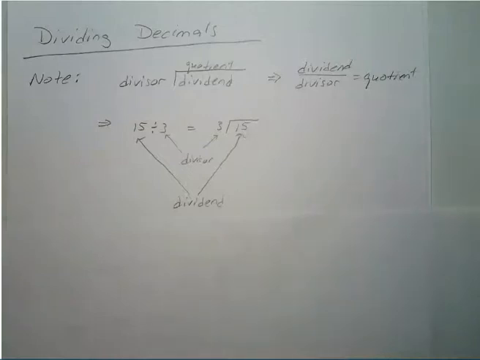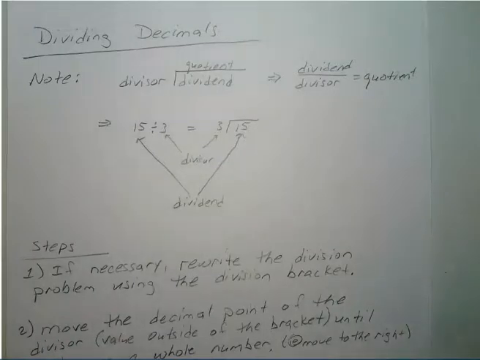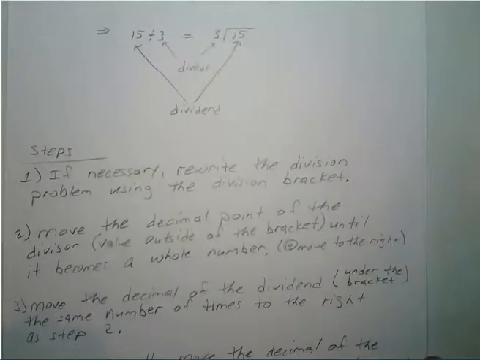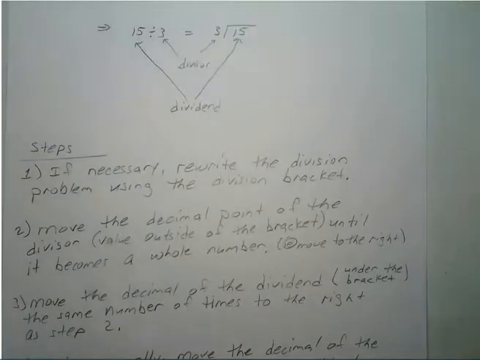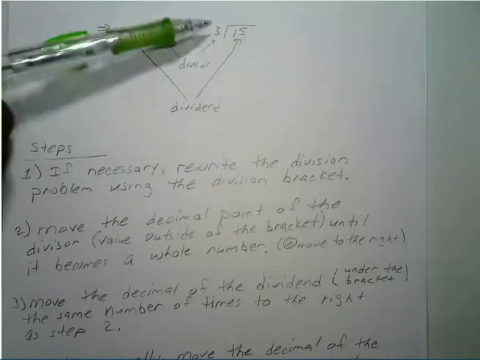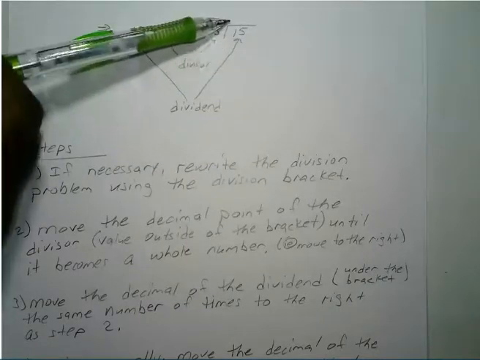Okay, so let's look at the steps involved. Step 1. And remember, if you're still writing this up, feel free to pause it. Step 1, if necessary, rewrite the problem using the division bracket. In other words, convert it from here to here if it's not already written that way. Step 2, you want to move the decimal point of the divisor, which is your outside number, if it has one, until it becomes a whole number. So here if you had 0.3, you'd move the decimal over once until it becomes 3.